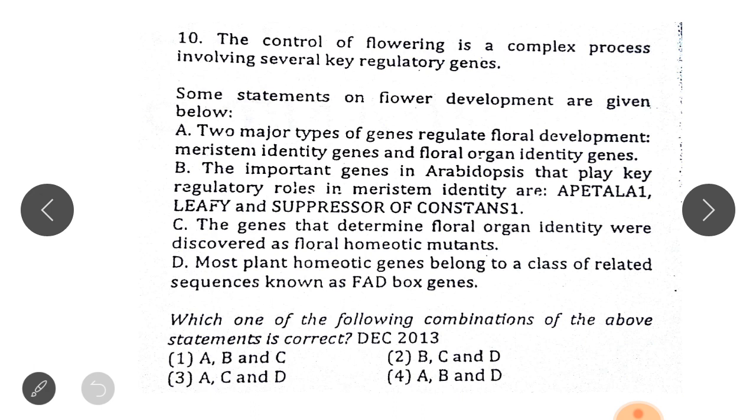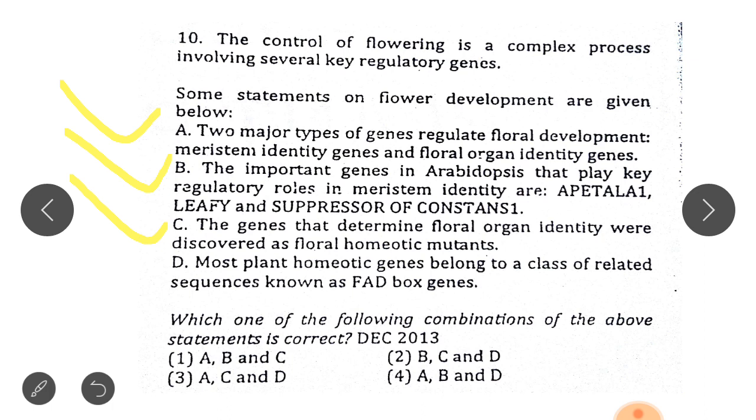The first is A. Two major types of genes regulate floral development: meristem identity genes and floral organ identity genes. Absolutely right. So A is right. The important genes in Arabidopsis that play a key regulatory role in meristem identity are APETALA 1, LEAFY and suppressor of constans. Absolutely right. So A and B are right. The genes that determine the floral organ identity were discovered in floral homeotic mutants. Absolutely right. ABC is right.